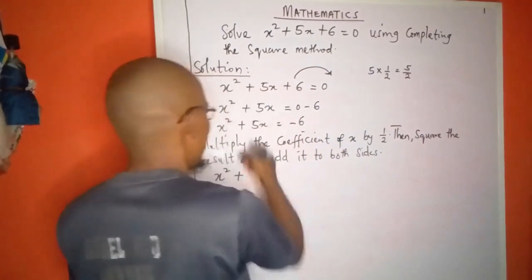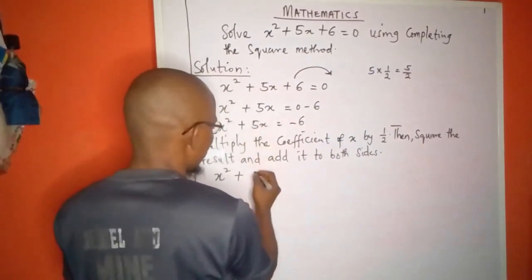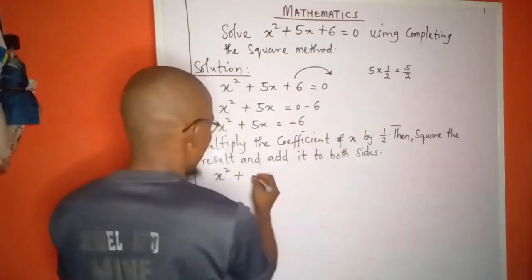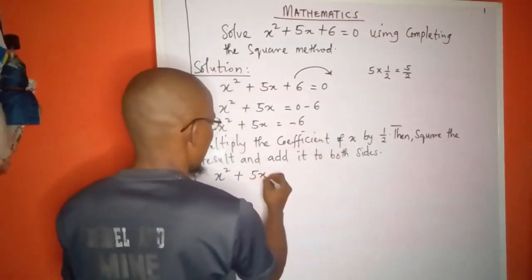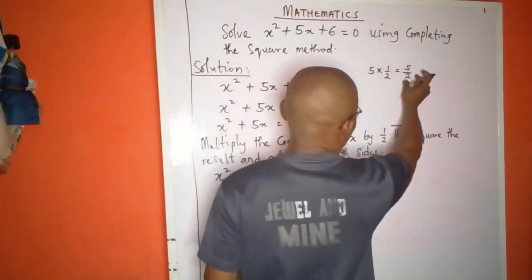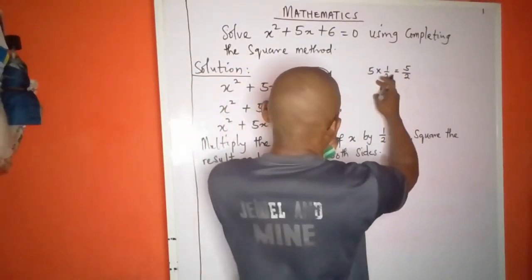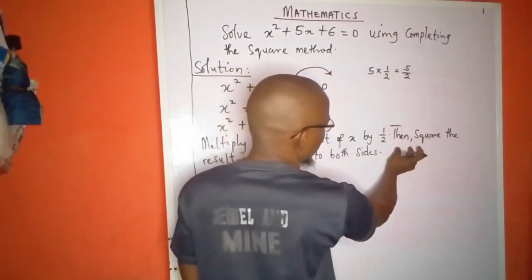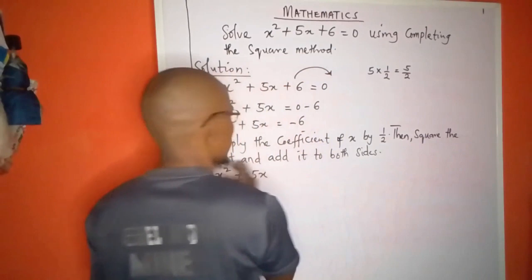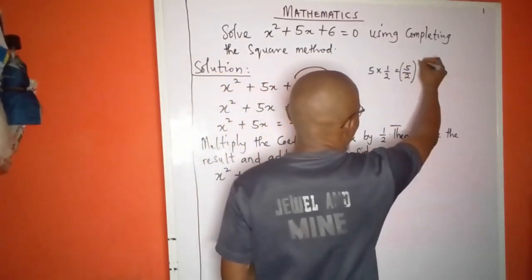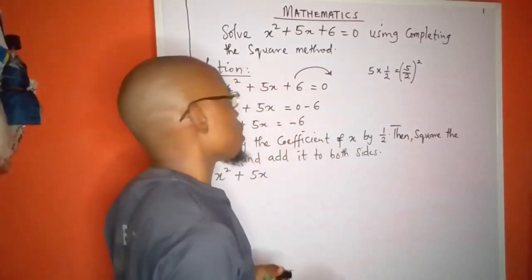So now we'll be having 5x. Now this is the result after multiplying by 1 over 2. This is the result we have. Then we follow the next one. It said square the result. So we have to square this result. So this is what we will have.